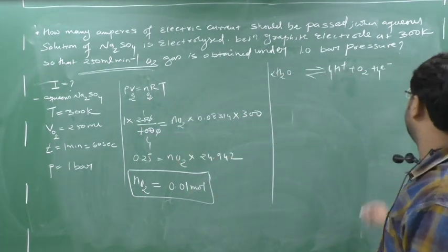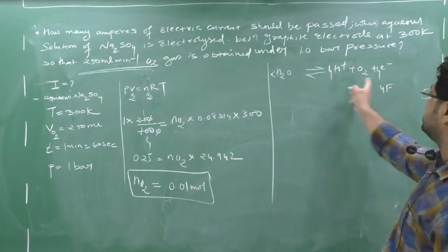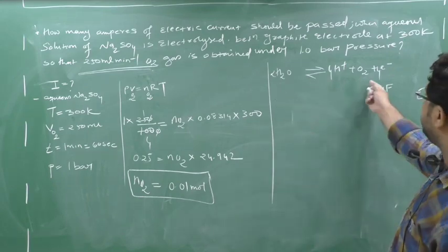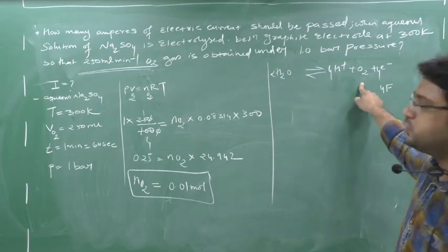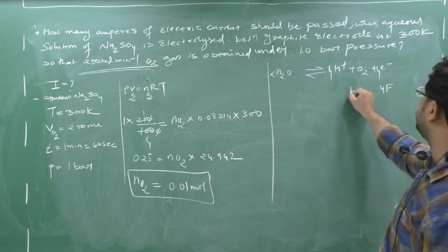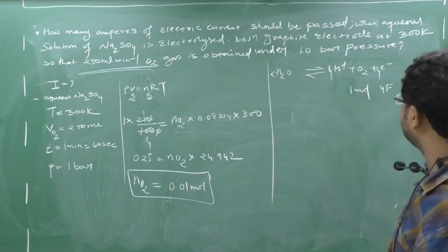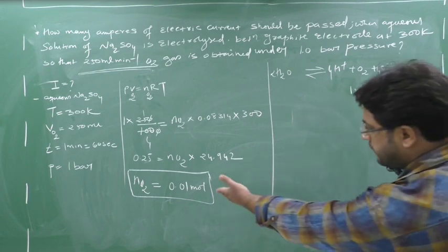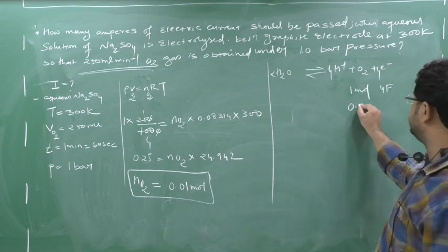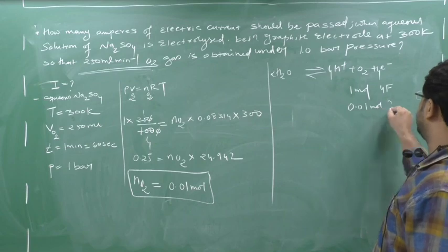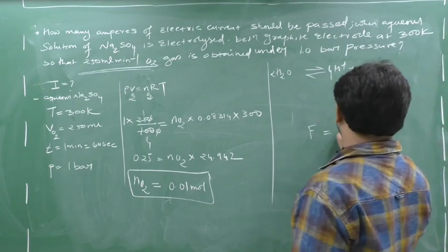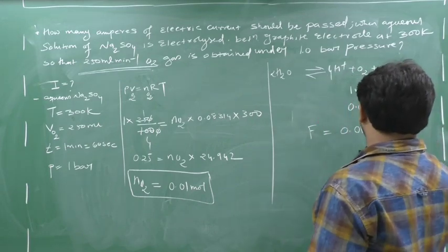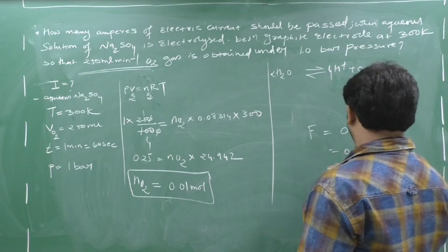We know that when 4 Faraday is passed, this is a balanced reaction. Now you have to compare. We have done this problem previously also. When 4 Faraday is passed, I get 1 mole of O2. Actually, how many moles of O2 do I have? I have 0.01 mole. So how much Faraday will come? Faraday will be 0.01 into 4, that is 0.04 Faraday.